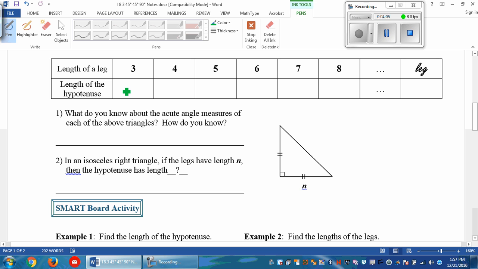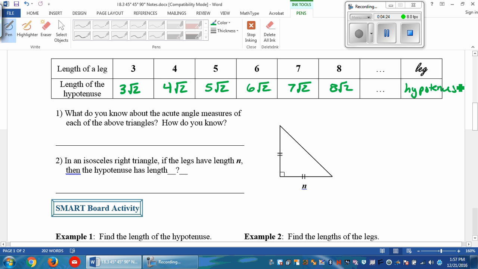So the pattern: the hypotenuse is 3 root 2, hypotenuse with sides of 4 is 4 root 2, 5 root 2, 6 root 2, 7 root 2, and 8 root 2. This is the hypotenuse.